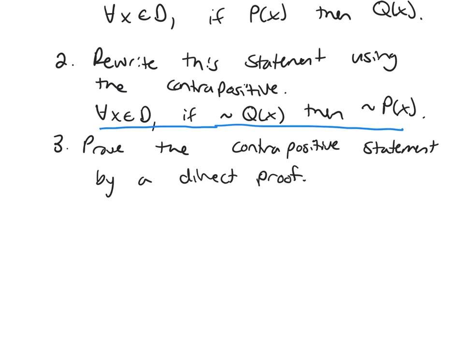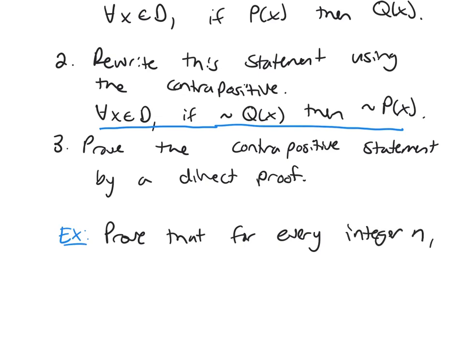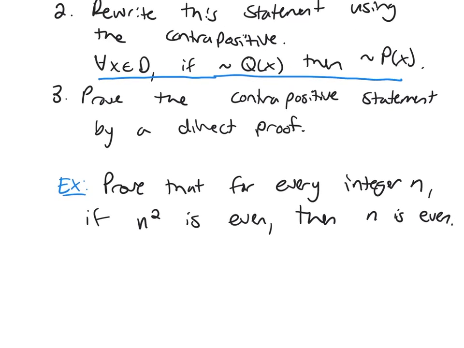Okay, so let's put this into practice. Let's look at an example here. Prove that for every integer n, if n squared is even, then n is even. So let's first rewrite this in our universal conditional statement: for all integers n in Z, if n squared is even, then n is even.